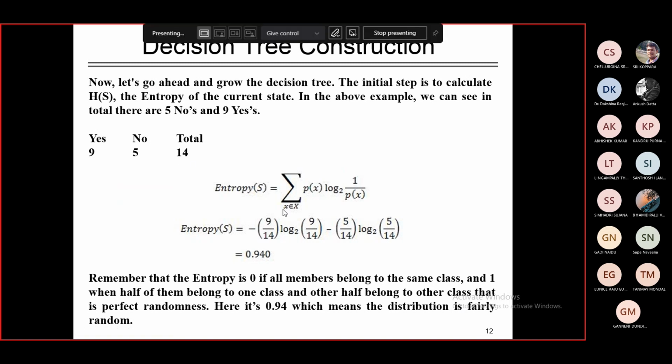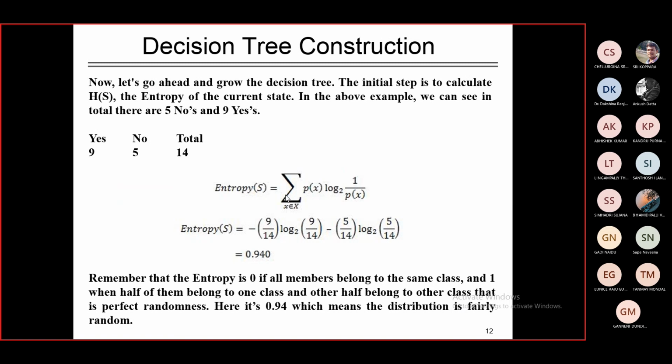Okay, now what will be the entropy? We know the entropy is given by the summation over the probability of event x, multiplied by the log of 1 by the probability of event x.